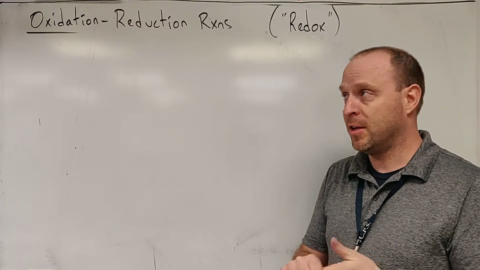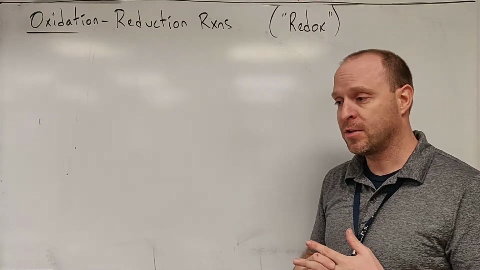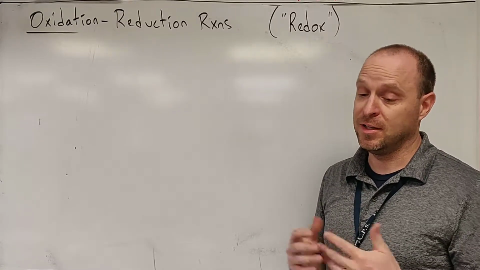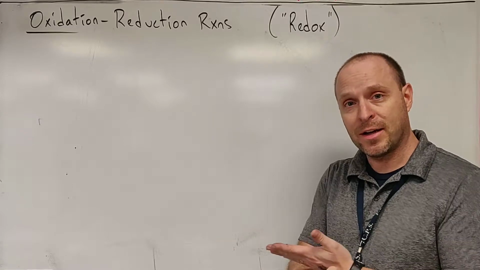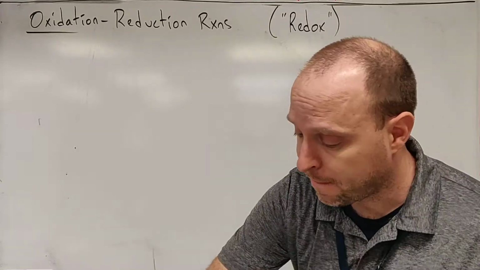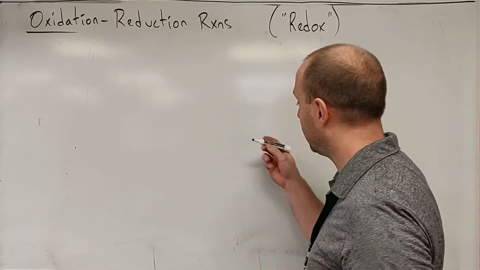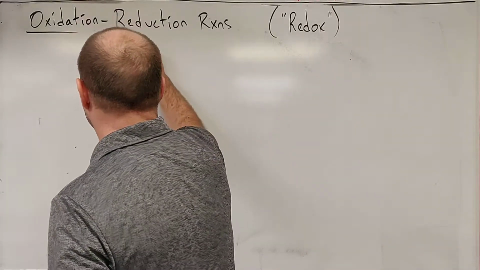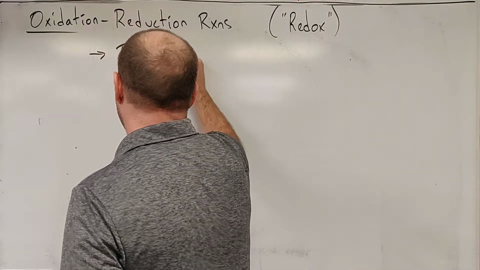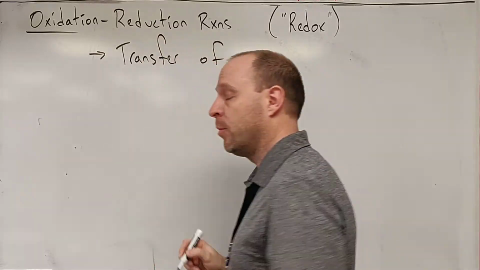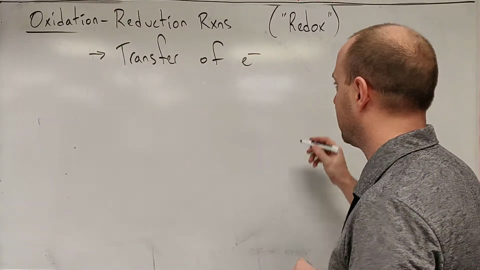The key distinction there is for oxidation-reduction reactions, there's a change in oxidation states. In double replacement, you just have ions switching places. So if we look at our oxidation-reduction reactions, this is a situation where there's some transfer of electrons that results in a change in oxidation states.